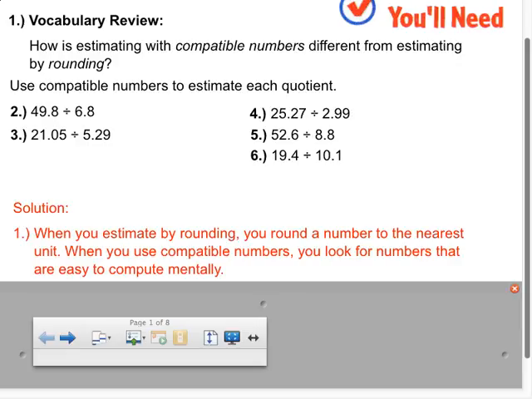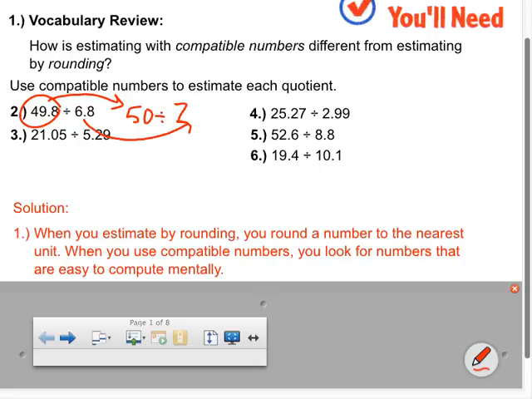Number 2, you're trying to pick compatible numbers to calculate this mentally, okay? So I still want you to show compatible numbers, but compatible numbers that you can mentally find the answer to. Number 2, who's got a set of compatible numbers that they can replace with 49 and 8/10 and 6 and 8/10? Richard? 50 and 7? So Richard's suggesting 50 and then divide by 7.